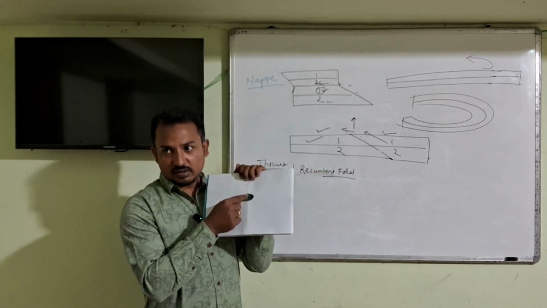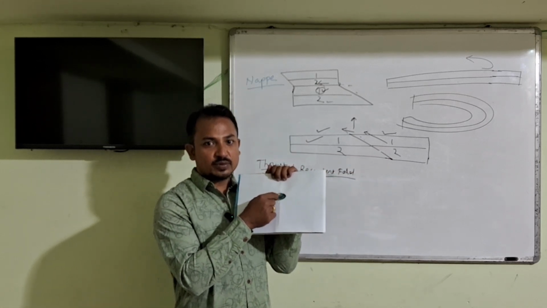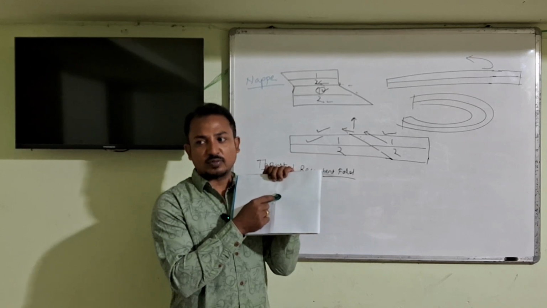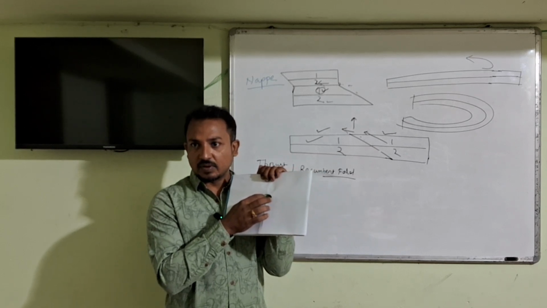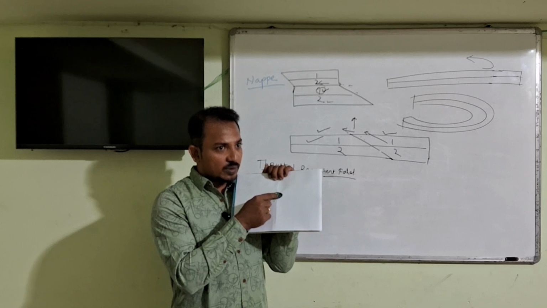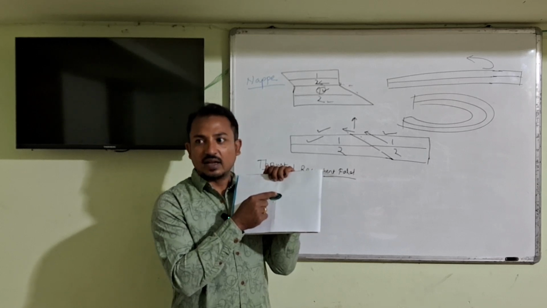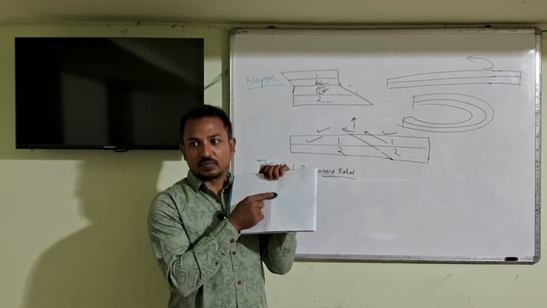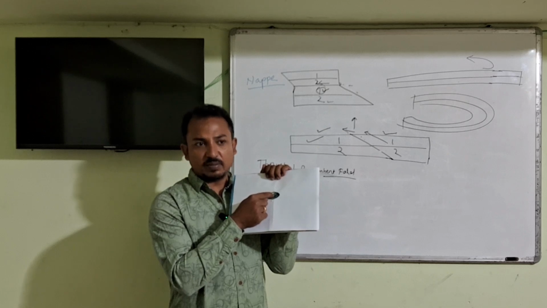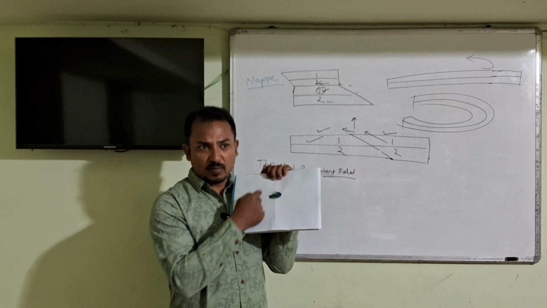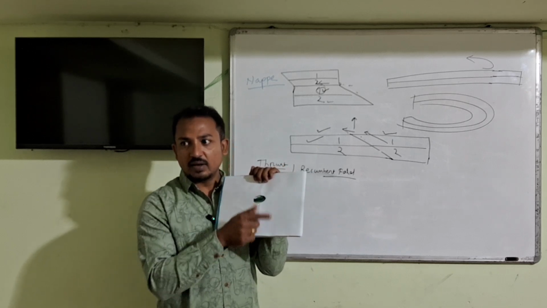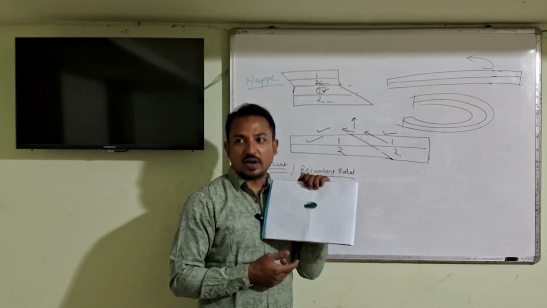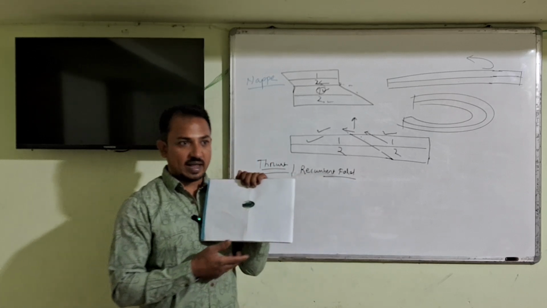So this part is your younger. After erosion, it will expose the younger part. This one will be younger and is surrounded by older. That is called an outlier.